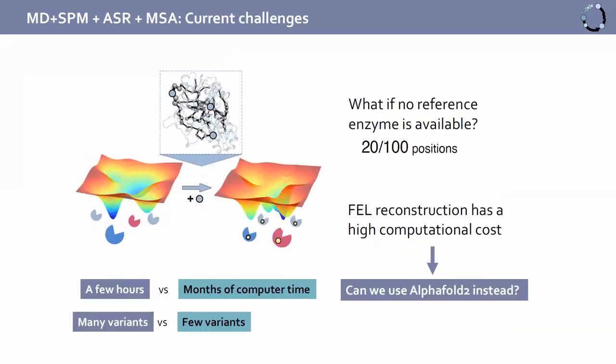Which is nice because maybe, instead of doing a lot of MDs or months of computer time, we can do it much faster. And then we could not only evaluate a few variants, but rather a much higher number of variants. And so in this way, if we don't have a reference, it's not that important.